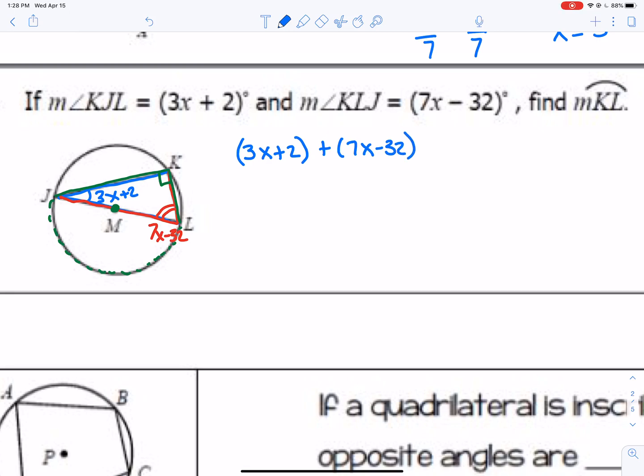7x minus 32 is angle L, and angle K equals 90. And they all add up to 180, and that's going to help us figure it out.